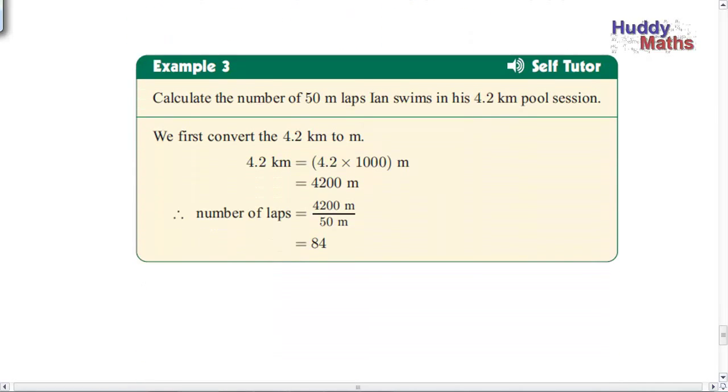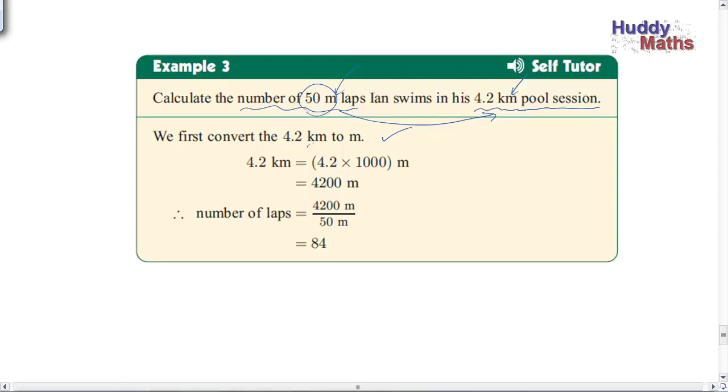Here's another example to show you the way. And this is getting into the practical area now. Calculate the number of 50-metre laps Ian swims in his 4.2 kilometre pool session. Number of 50-metre laps if he's going to make 4.2 kilometres. So you want to know how many of these there are in this. That's going to be division, but hang on, we've got to get the units right. They are metres, they are kilometres. So we better first change our kilometres to metres.